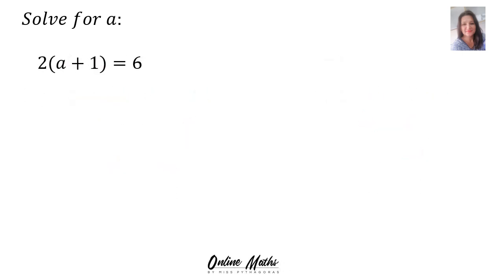On this one, the question says solve for a. In the previous sums, the question said solve for x, but it doesn't matter. a, x, y, it's a variable. Let's just solve the variable.